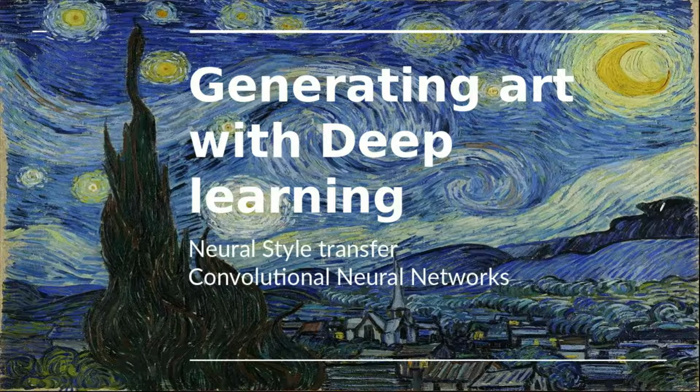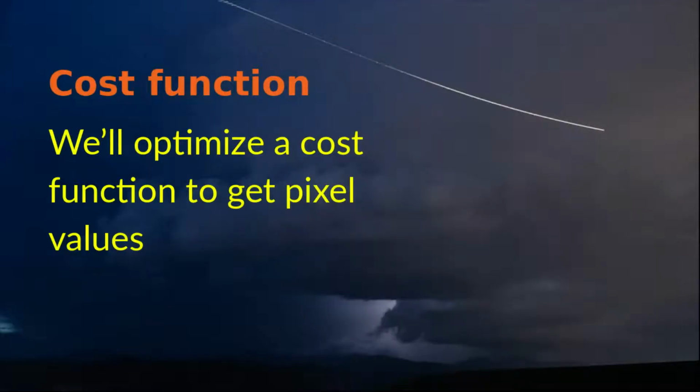Hi everyone, today we are going to study one of the most interesting applications of neural style transfer, and throughout the course of the video you will be able to implement the neural style transfer algorithm along with generation of novel artistic images using the algorithm which you are going to create. Most of the algorithms you have already studied optimize a cost function. In the neural style transfer algorithm, you'll optimize the cost function to get pixel values.